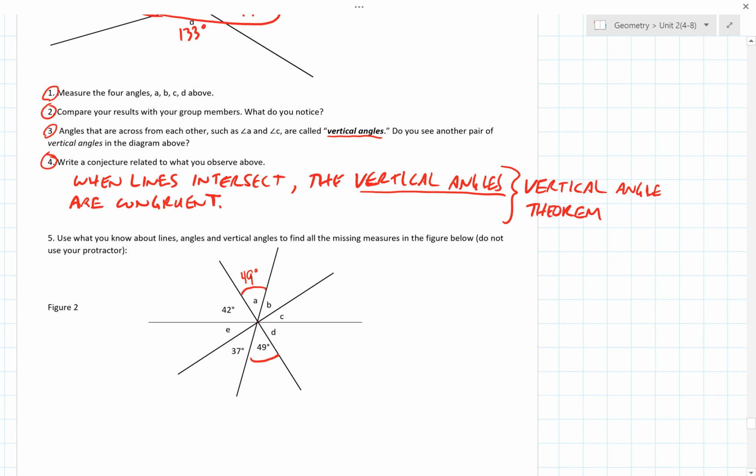Okay, and we also know that angles that form a straight line add up to 180 degrees. So go ahead and discuss in your groups how you could figure out any of the other missing angles in this diagram. So again, press pause on the video player and then press play after everybody's had a chance to discuss how to find angles A, B, C, D, and E.